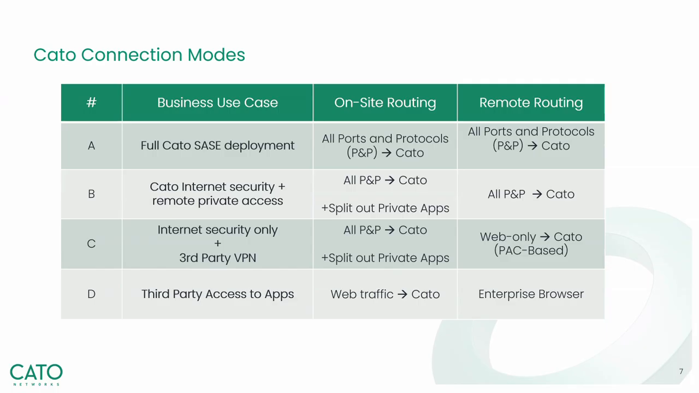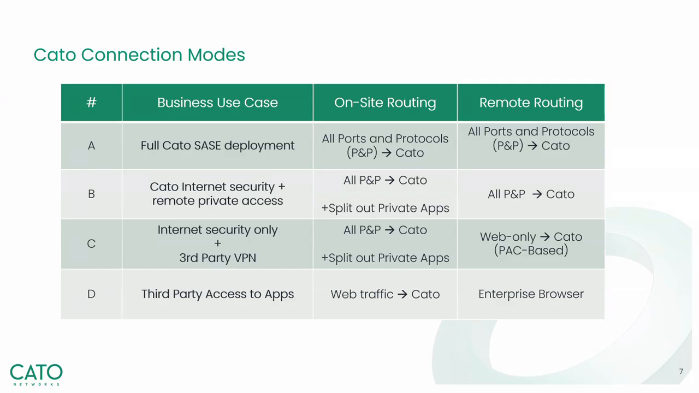All right. The second scenario is where Cato will do just the internet security, but the remote applications may be connected via some MPLS within the route environment. We can split it out. So again, all ports can be sent out to Cato, but a specific domain or IP address, which is referring to private apps, can be routed out from Cato.